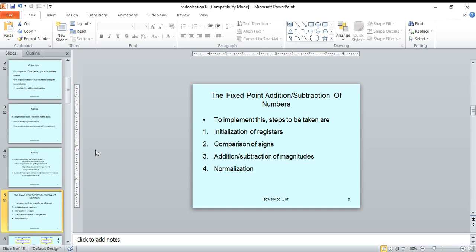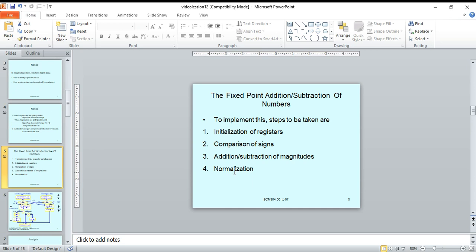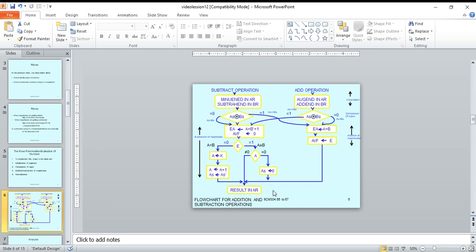I told you in the earlier classes the meaning of normalization. Normalization is nothing but the sign bit, then the point, and then the magnitude bits. That is normalization of the numbers. See this flow chart for the addition operation and the subtraction operation; this is the combined flow chart.